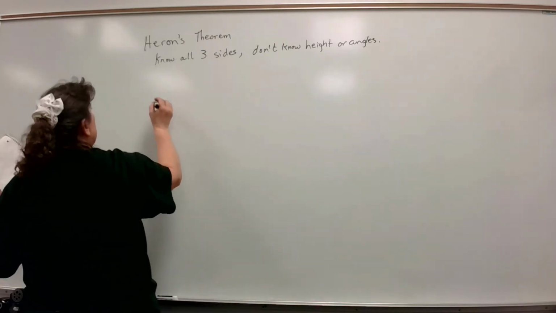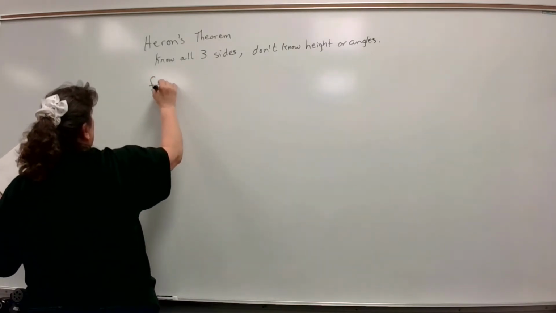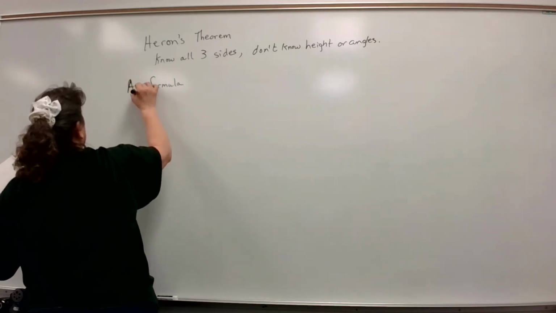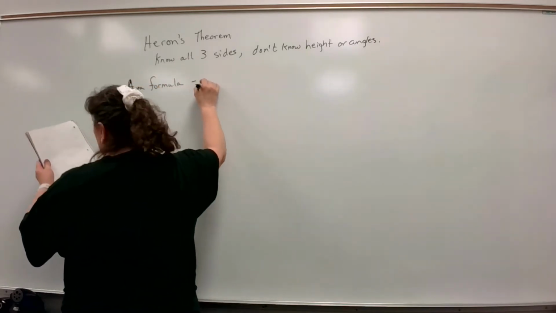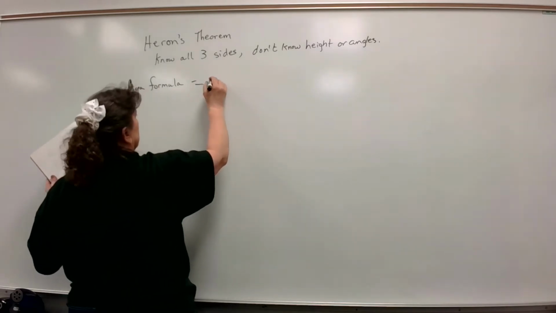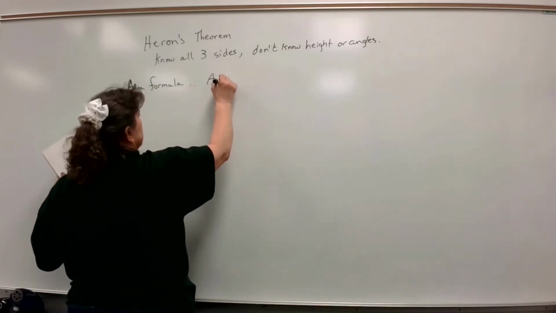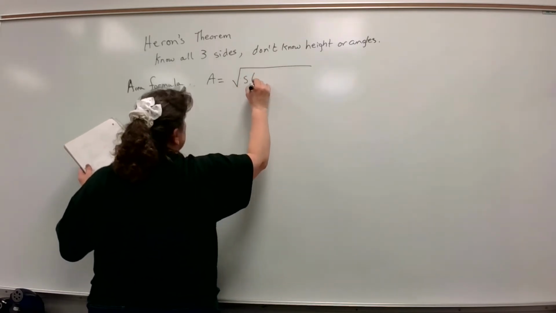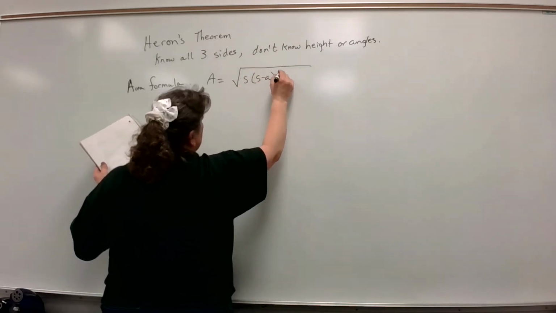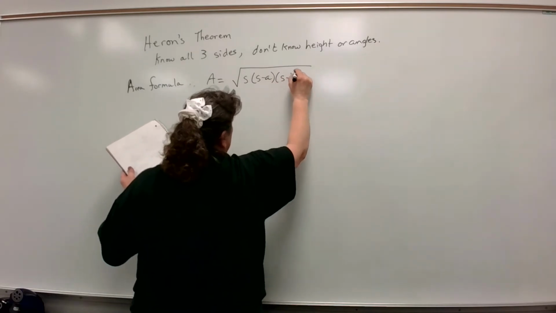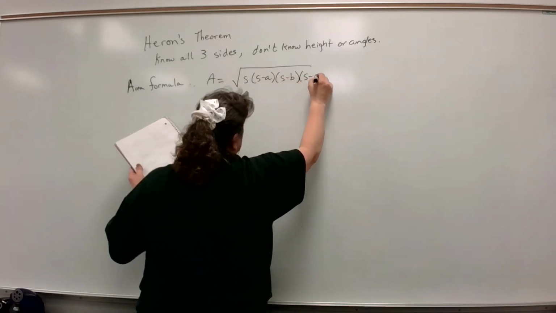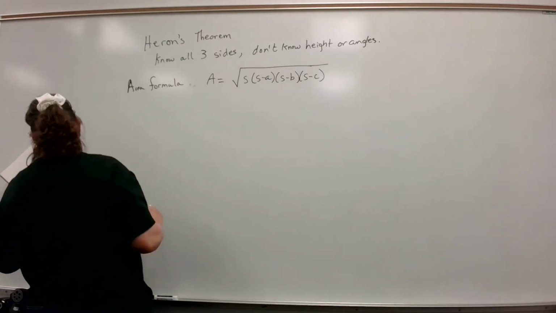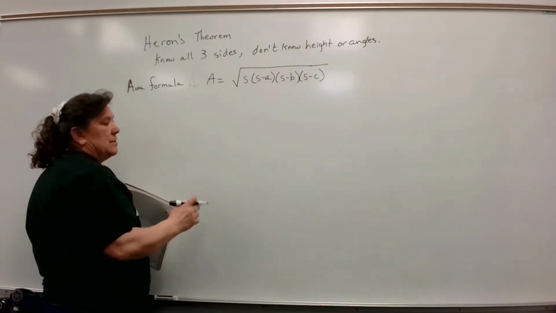And so here's our formula for the area with Heron's formula. It is area is equal to the square root of S times S minus A times S minus B times S minus C. Okay, it's a formula. Now, we need to know what S is to use this.